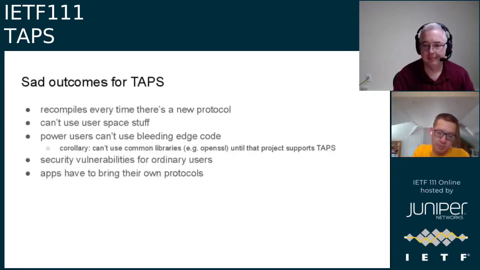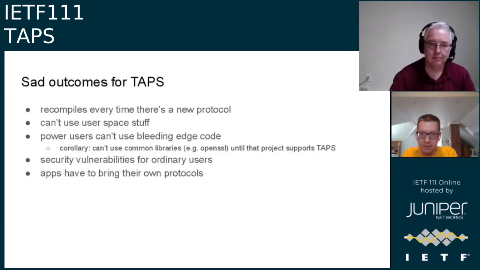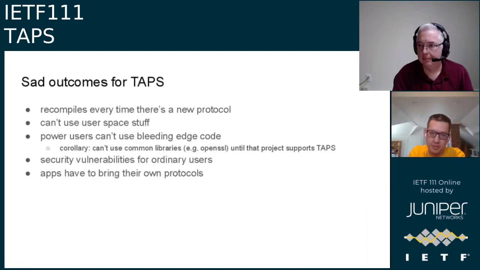So I would be sad if TAPS, when we concluded, didn't do a bunch of things, or had certain properties or lack thereof. If TAPS had to recompile every time there was a new protocol, that would be sad. If you couldn't use user space stuff, that would be sad, given that most TLS implementations are user space, Quick is user space, et cetera. We definitely want power users as a way to use bleeding edge code. I think this group doesn't need to be persuaded about the need to implement new protocols and innovate, but also for the really pedestrian problem of getting something like OpenSSL to work under TAPS.